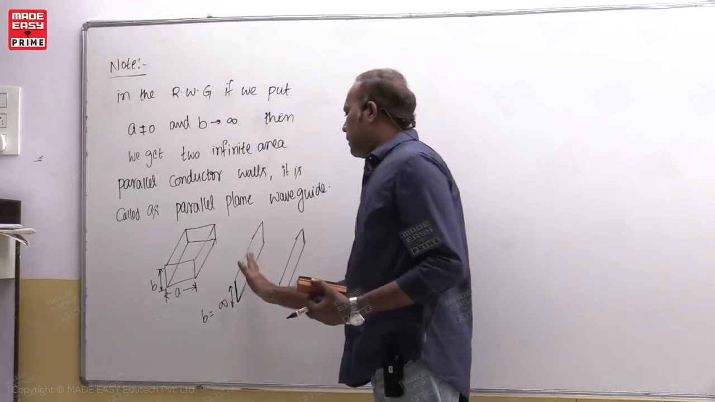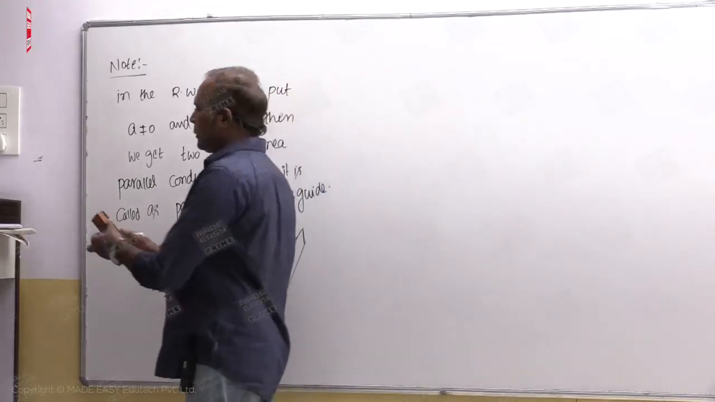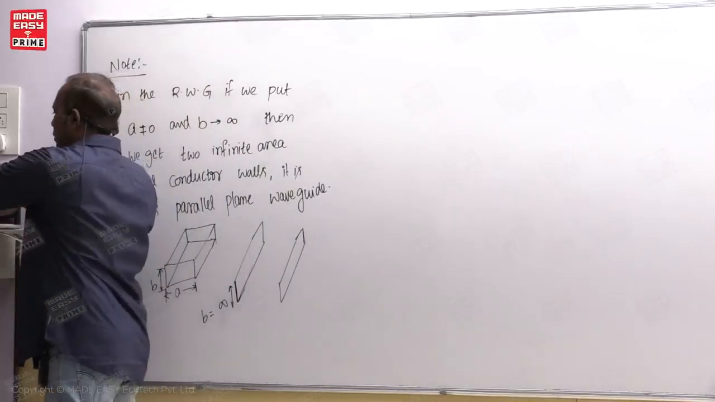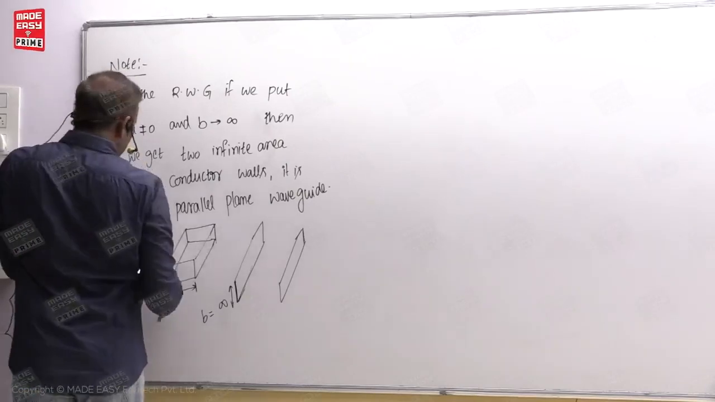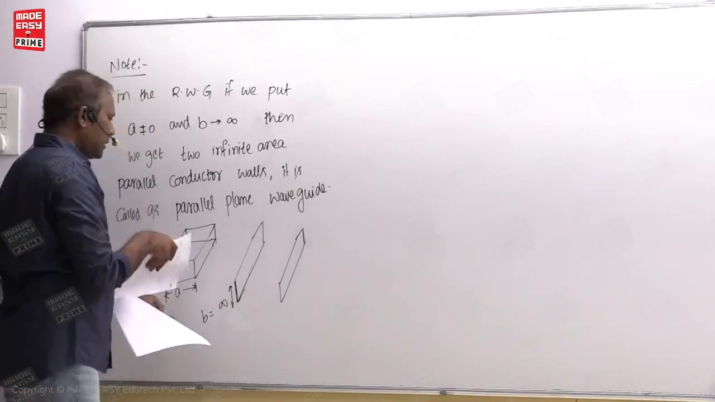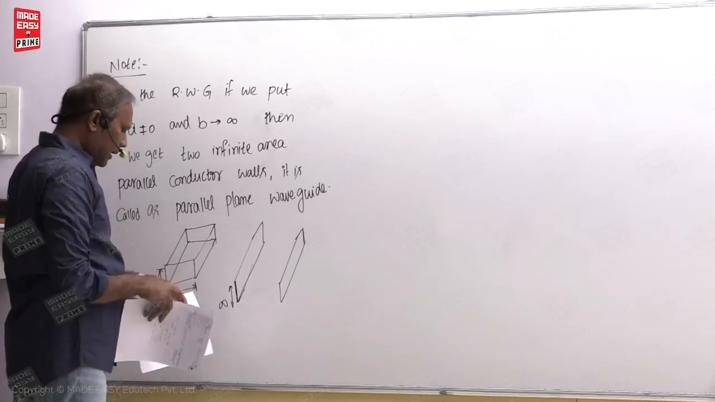Then if this is of infinity height, the situation is like this. I will show you by taking two papers. The situation is like this. So this is one wall and this is another wall, and these walls are like this.